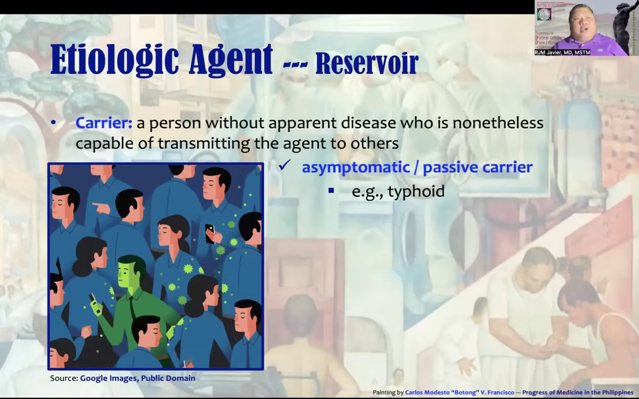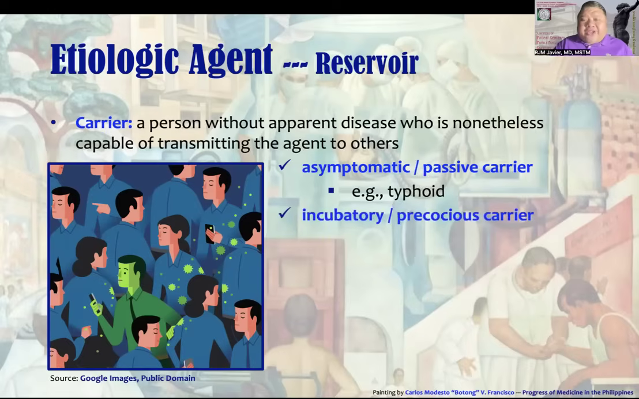Typhoid Mary is a cook who unfortunately didn't wash her hands every time she would prepare food. And what happened is that she was able to transmit your Salmonella typhi from one person to another because of the food that they were consuming, which Typhoid Mary prepared, and she unknowingly transferred the Salmonella to other individuals.